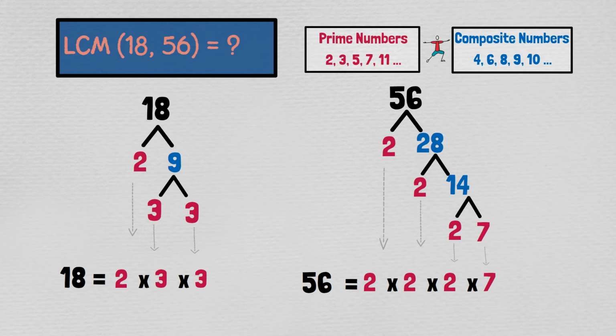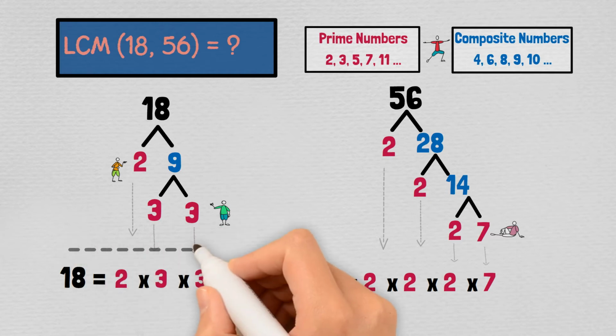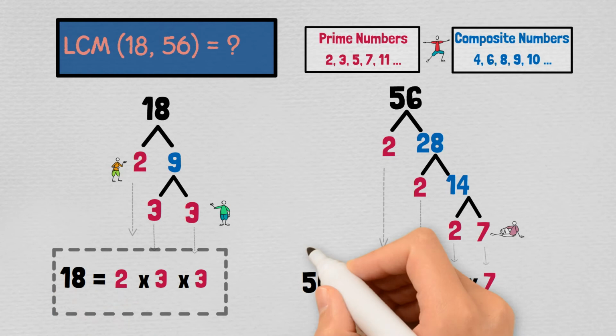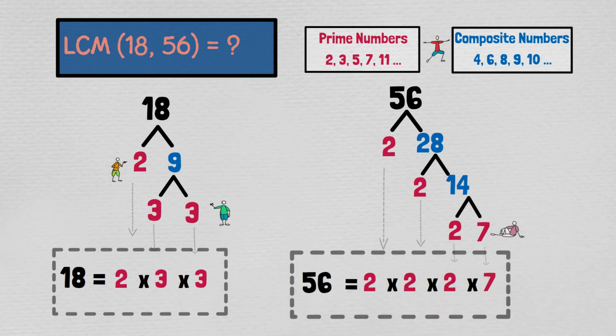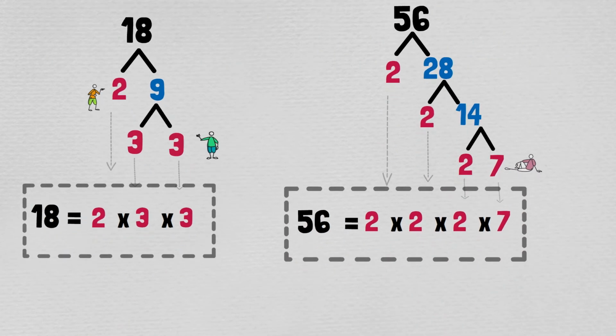Our next step, let's list every kind of prime factor which we came up with during the prime factorization of both 18 and 56. There were 3 kinds of factors, the numbers 2, 3, and 7. Now, in order to find the LCM of 18 and 56, we will compare the 2 factorizations and will take each factor at its maximum number of repetitions.